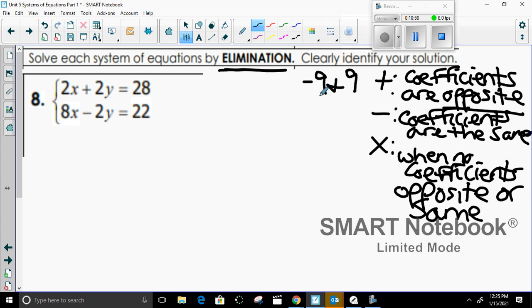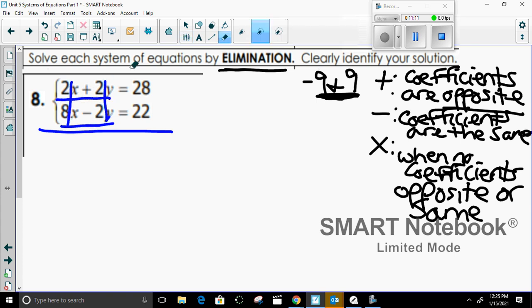Okay? So that's the biggest issue sometimes. Opposite means same number, different signs. All right, first and foremost, they have to be in standard form. X and Y have to be together on one side, and your X's and your Y's need to be lined up. It looks like I have that for both of these. X and Y on one side, X and Y on one side, X is lined up, Y is lined up. So you're good to start.